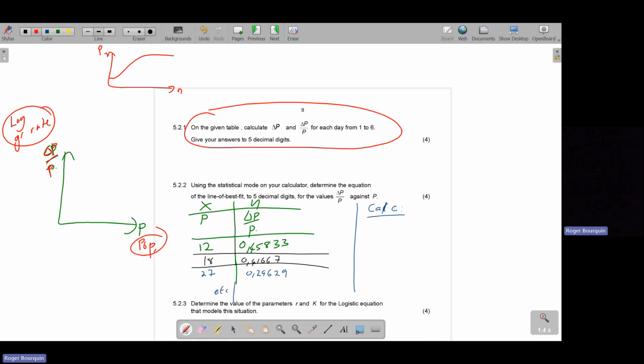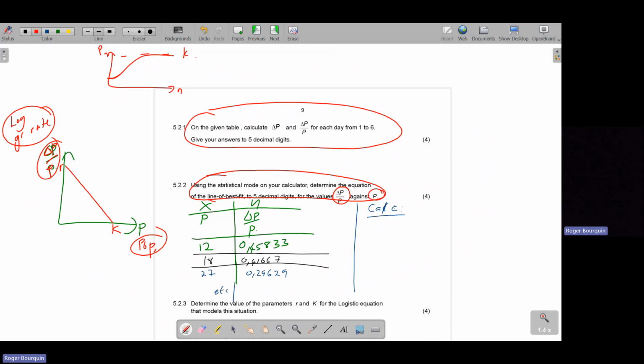What it generally generates is a straight line, with the maximum logistic growth rate being your intrinsic growth rate, and the maximum population being your carrying capacity. Remember, in the logistic model, your maximum population is your carrying capacity, and the initial growth rate is your maximum growth rate, which is your intrinsic growth rate. So now it says use the statistical mode of your calculator to determine the equation of the line of best fit to 5 decimal digits for delta P over P against P. So you're plotting delta P over P against population.